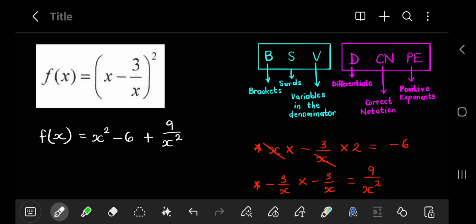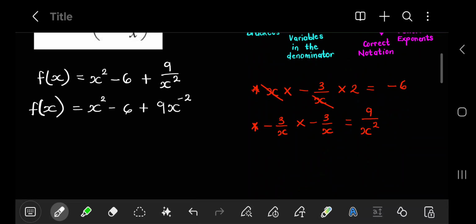Now we go on to surds. We do not have any surds in the question, but we do have a variable in the denominator. Here it is. So we need to move that variable out of the denominator. So to do that, we are going to take that x squared and move it to the top. So it'll now be next to 9. Remember, what happens is the exponent becomes negative. Now that we've done our 3 important steps, we can now differentiate.